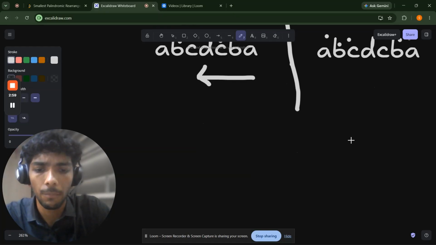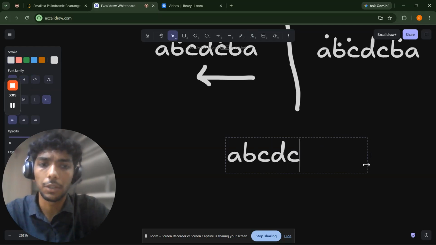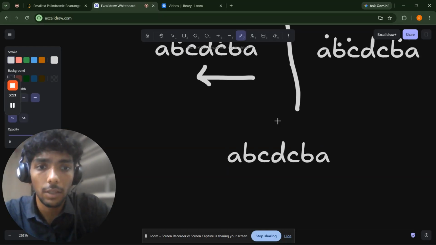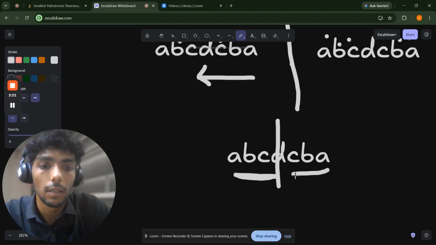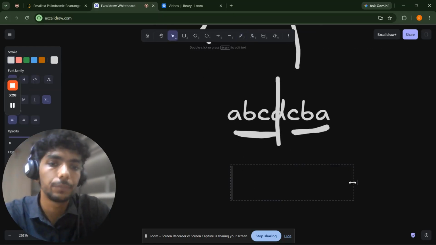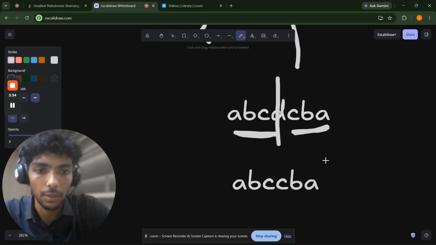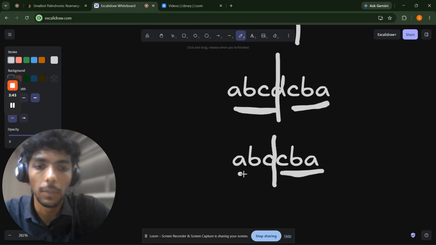And we have one more pattern: when we take a palindromic string and partition it from its middle, the right part is equal to its left part's mirror image. The right half is the left half's mirror image. Suppose we take another example, A, B, C, C, B, A. In this case, we do the partitioning from the middle, which is here. So this right half is the mirror image of its left half.